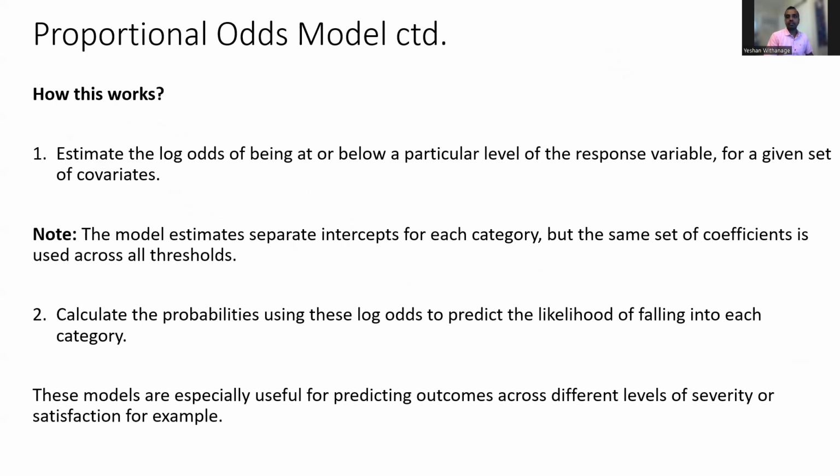For example, suppose we have a health rating as our response variable with categories poor, fair, good, and excellent. Then the model assumption implies that the odds ratios between the categories are consistent. First, we estimate the cumulative log odds of the response variable at a given level, and then use these log odds to calculate probabilities to predict the likelihood of falling into each category. This topic needs to be discussed in more detail, but for this lesson, it is beyond the scope.